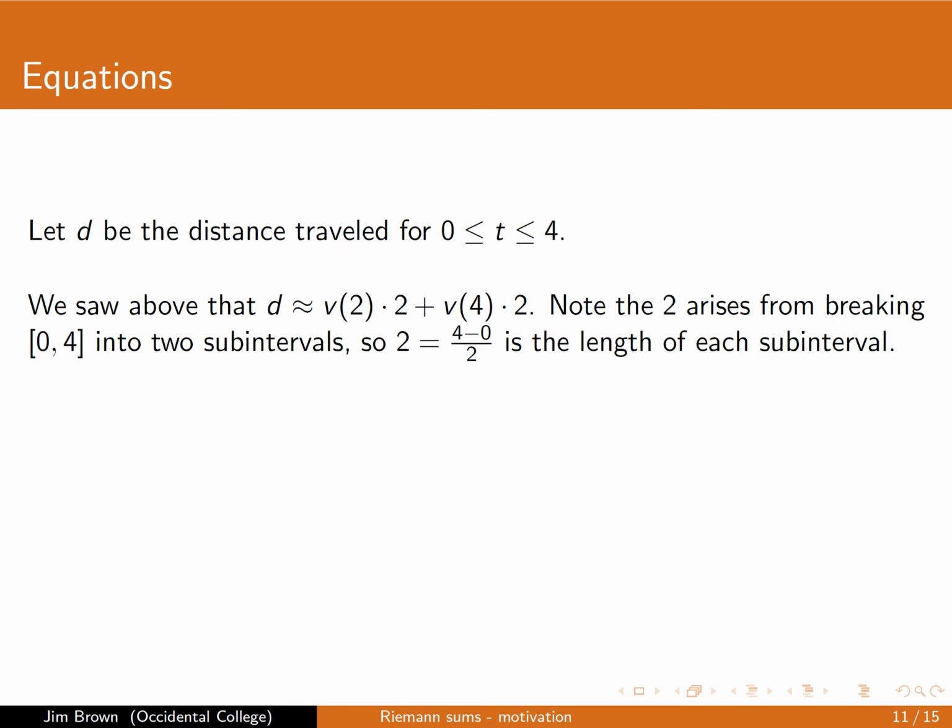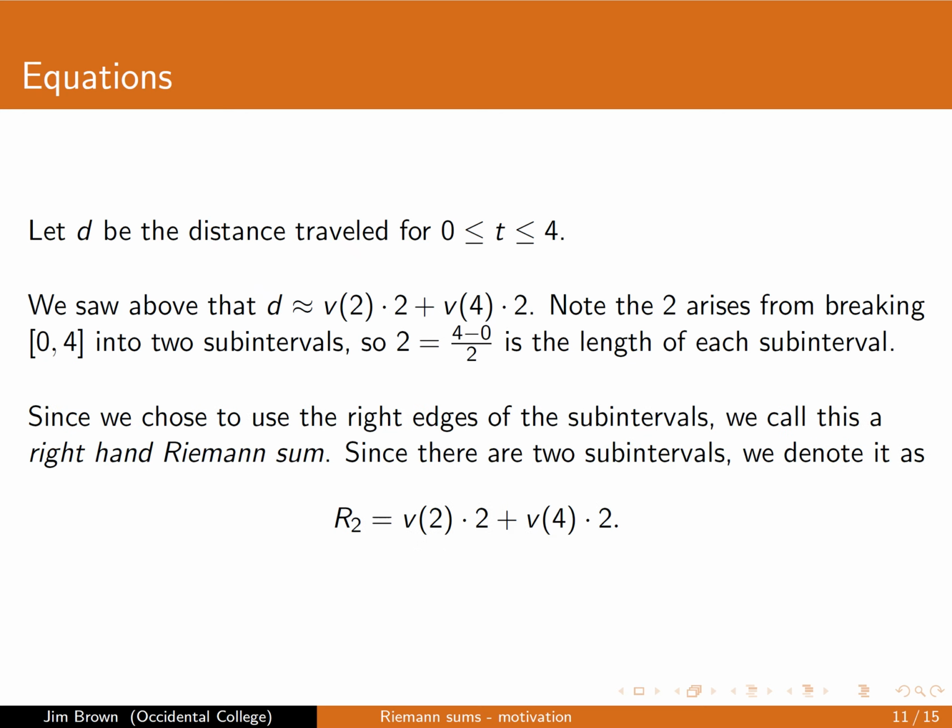Well, our first one, when we used two rectangles, we saw the distance traveled was approximately v of 2 times 2 plus v of 4 times 4. And that 2 arose because we broke an interval of length 4 up into two subintervals. So the subintervals have length (4 minus 0)/2, because that's the interval, divided by 2, the number of subintervals. Since we're using the right sides of those subintervals, we call this a right-hand Riemann sum. And since there are two subintervals and it's a right Riemann sum, we'll use R sub 2 to stand for right with two subintervals.